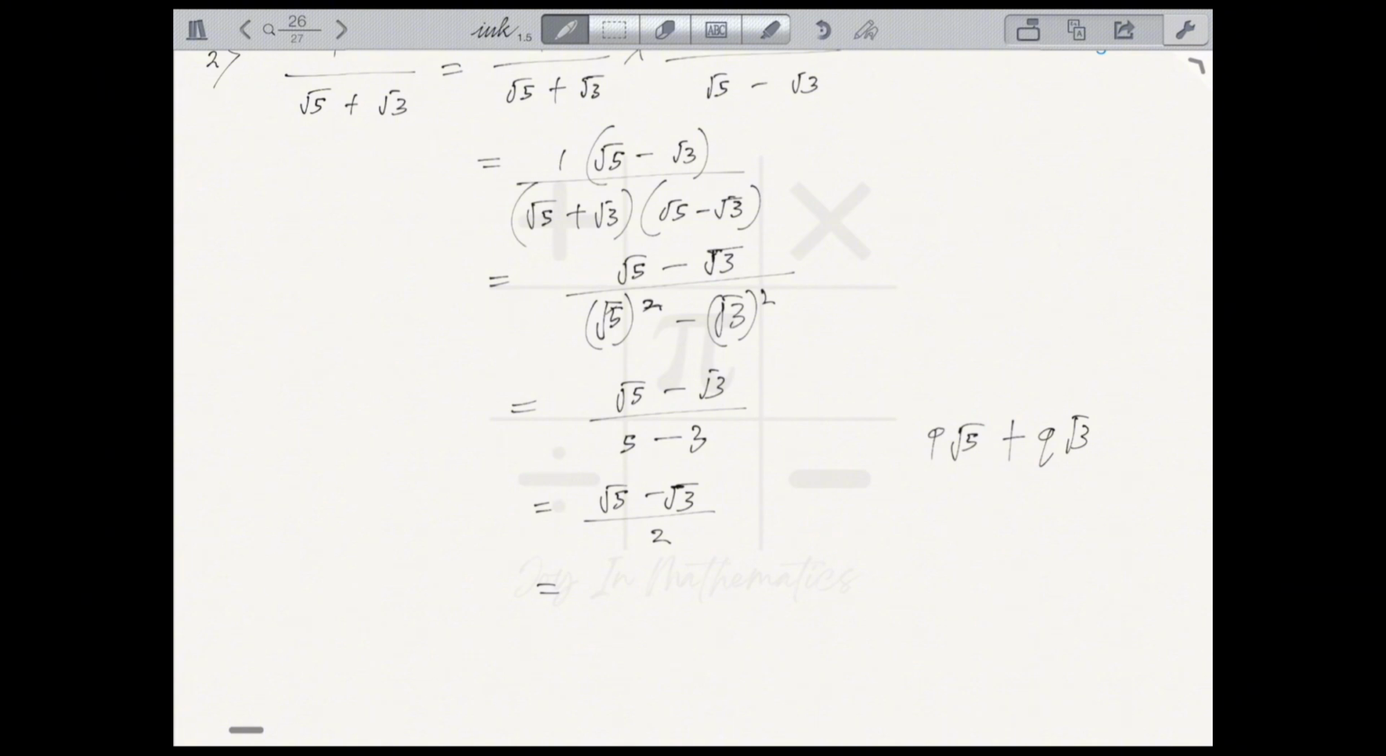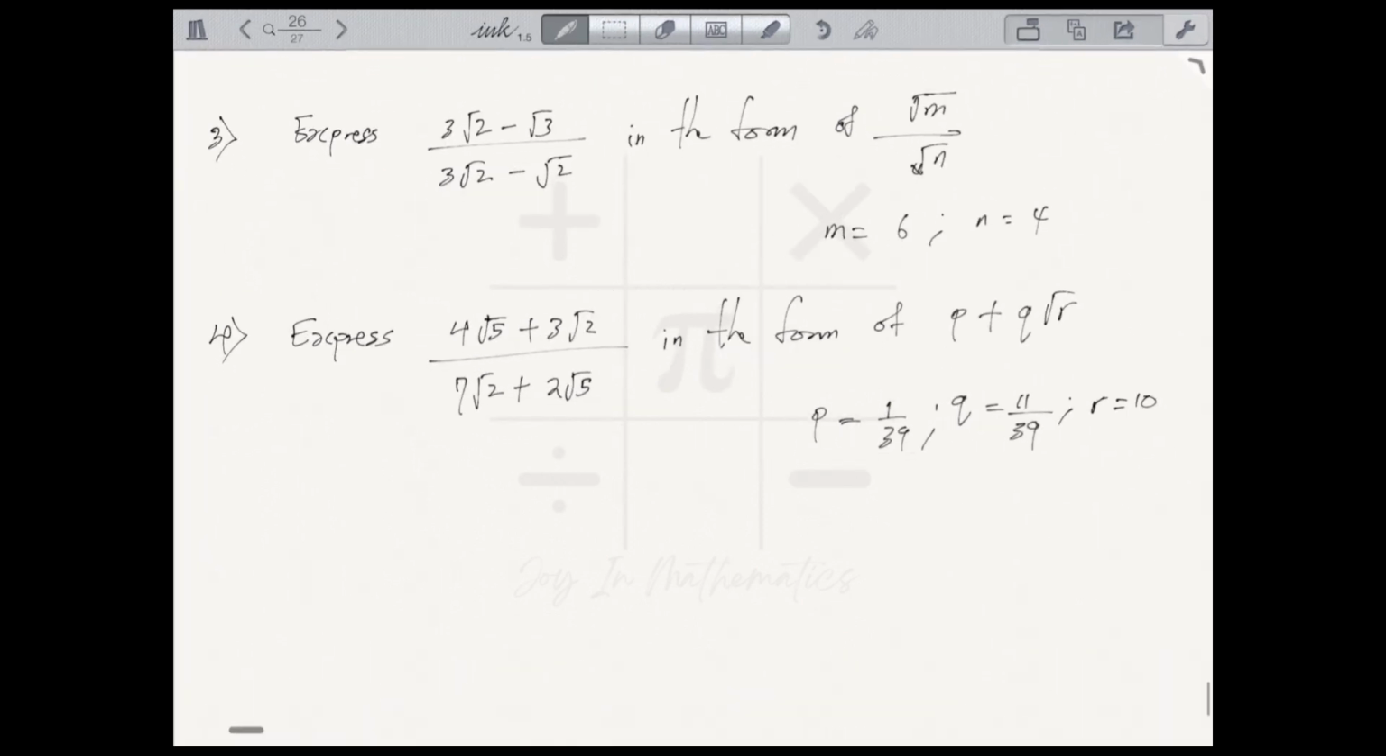So if we simplify this further, we can say this is 1 over 2 root 5 minus 1 over 2 root 3. So comparing this, we can say that our p is equal to 1 over 2 and our q is minus 1 over 2. Try these two questions and I'm sure you'll get the answers. If you have any challenge, please reach out, drop a comment, and it will be attended to.